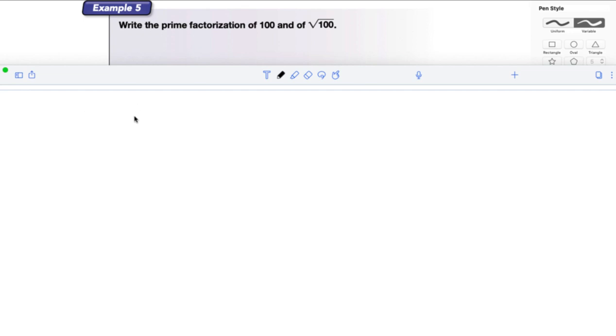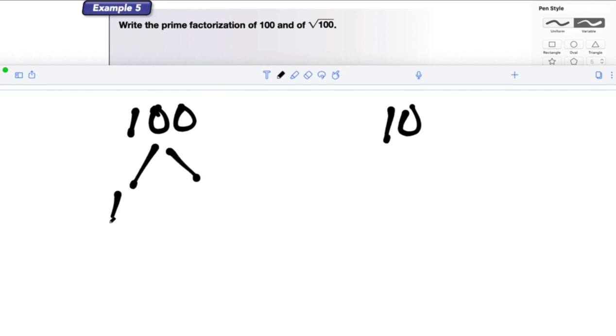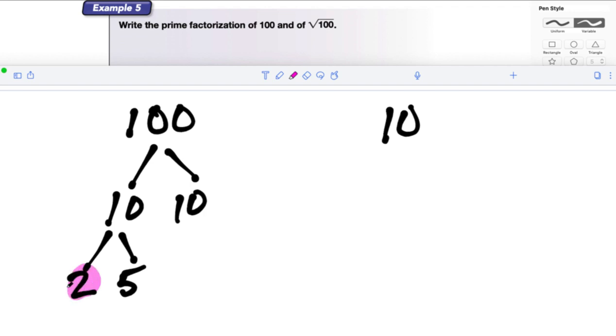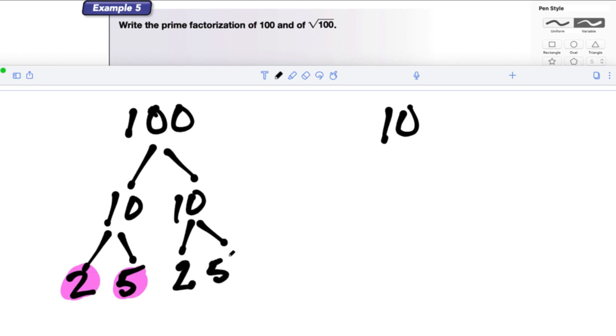Okay, so we're going to prime factorize 100 and the square root of 100. That's what we have to work on here. But the square root of 100 is really just 10. So now let's break down 100. We know that 100 is 10 times 10. We also know that 10 can be written as 2 times 5. And there it is. We got to our prime numbers. So I'm going to highlight those 2 prime numbers, and we're going to keep it moving.